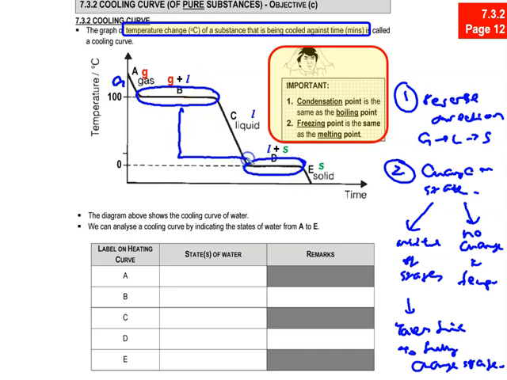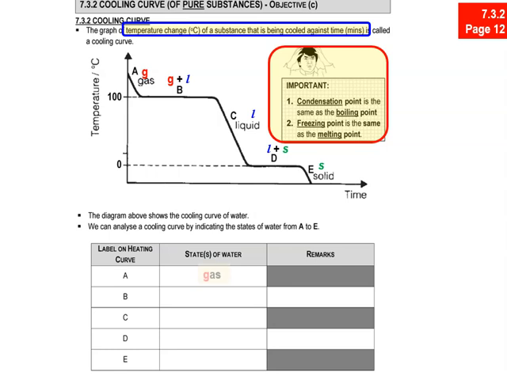So a change in state means no change in temperature. Okay, so these are some of the things that you need to take note of. So you can pause the video here. If not, you can continue.